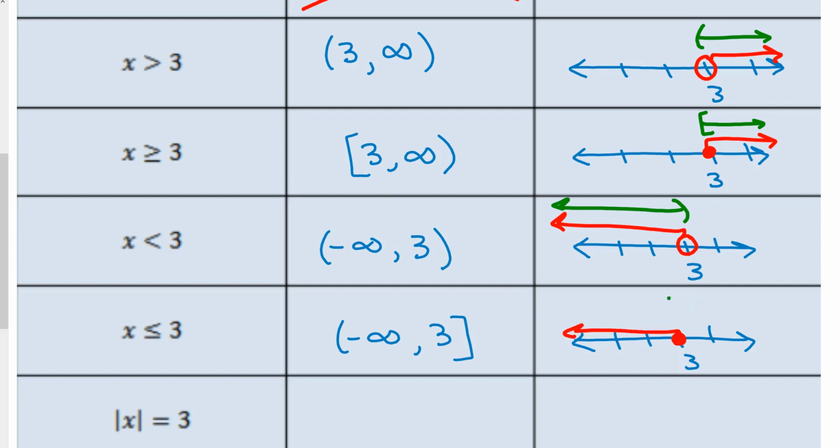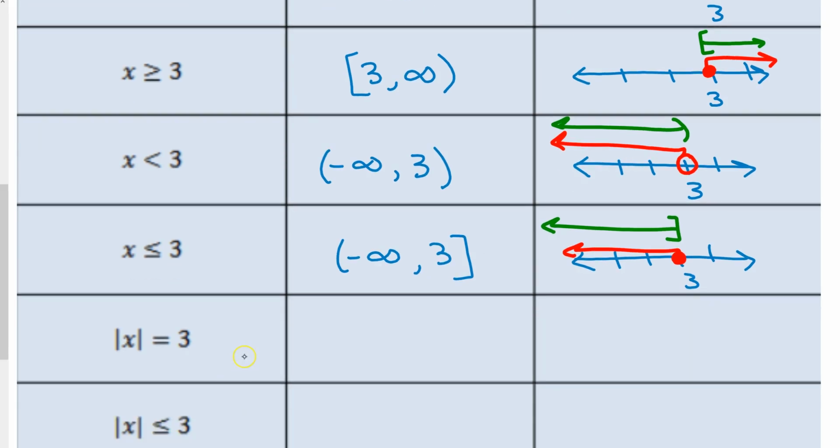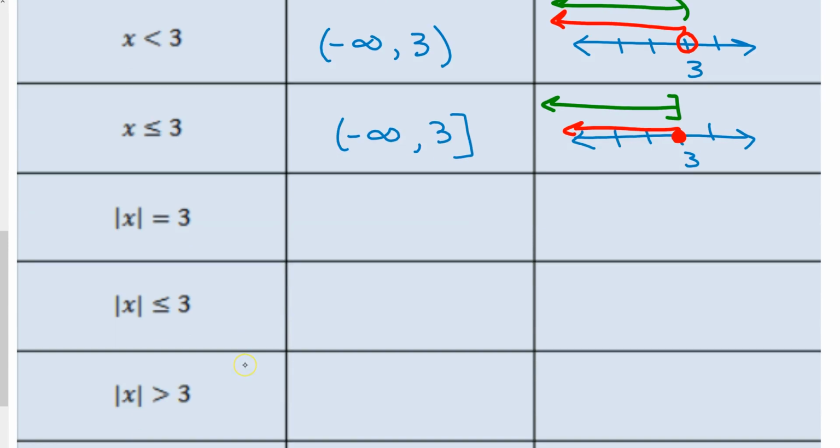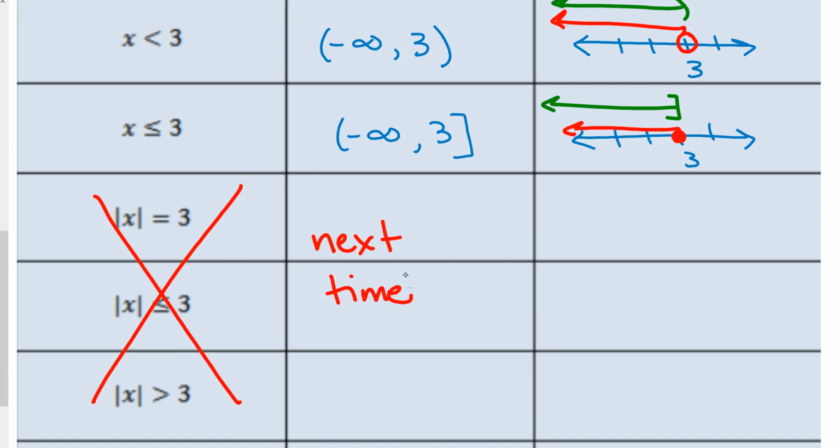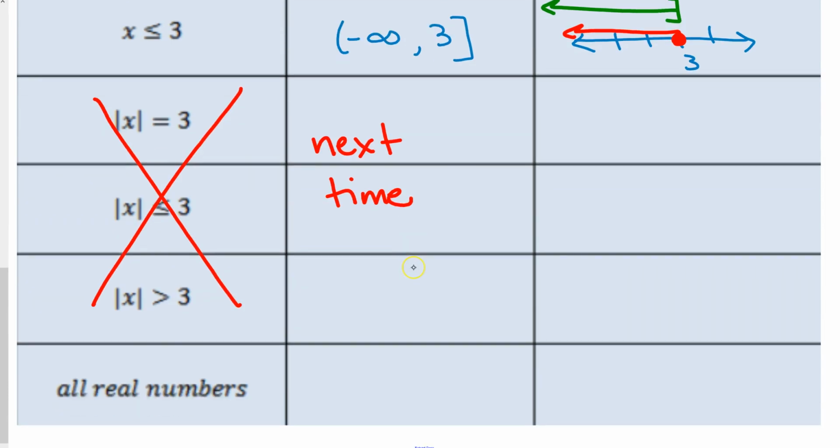Or square bracket on the graph. And then the last 3 here, I'm actually going to save for next time. Next time we're going to talk about absolute value. Okay, for all real numbers, we can talk about that.